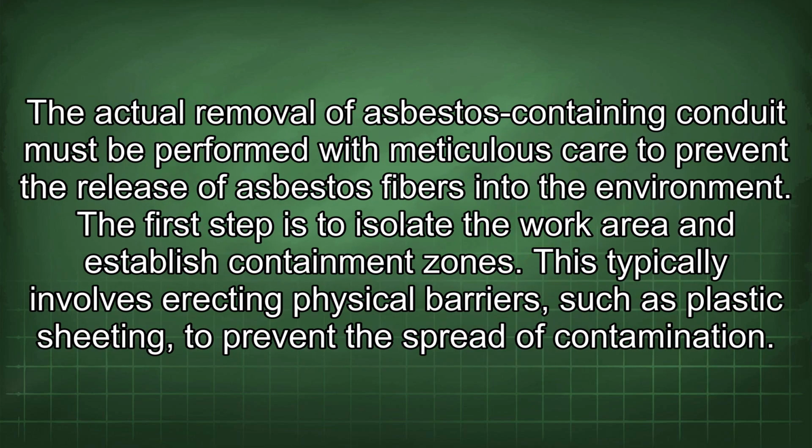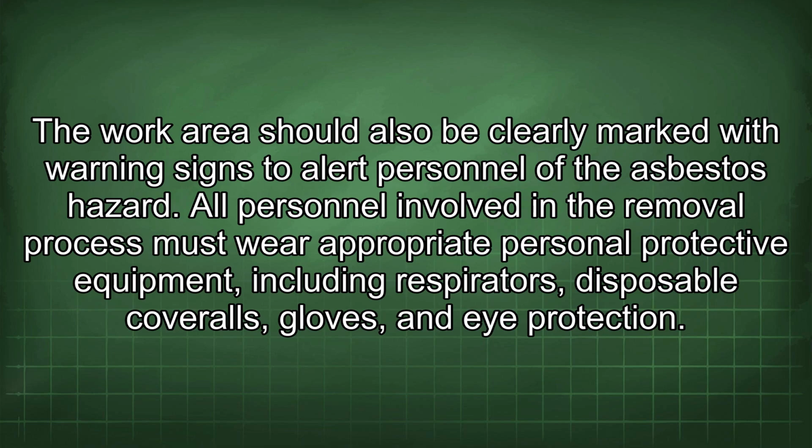The actual removal of asbestos-containing conduit must be performed with meticulous care to prevent the release of asbestos fibers into the environment. The first step is to isolate the work area and establish containment zones. This typically involves erecting physical barriers such as plastic sheeting to prevent the spread of contamination. The work area should also be clearly marked with warning signs to alert personnel of the asbestos hazard.